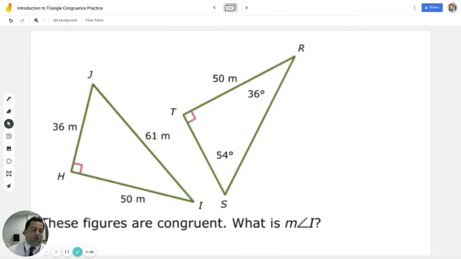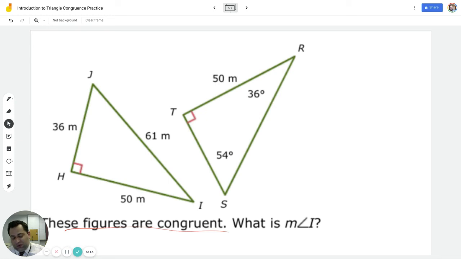Let's look at number 7, or the 7th one on the left side. We have these figures are congruent, so that tells us a lot off the bat. They want to know what is the measure of angle I. So the interesting thing here is we don't know what the congruency statement is just yet. We could probably figure it out, but we can't do it the easy way.